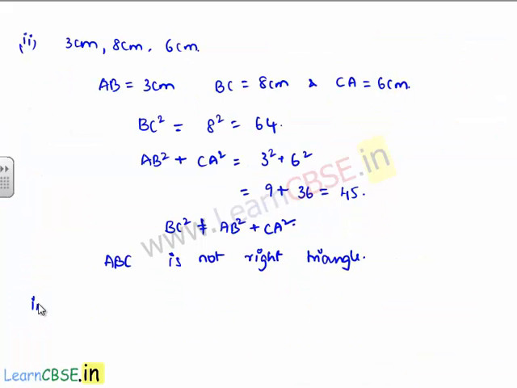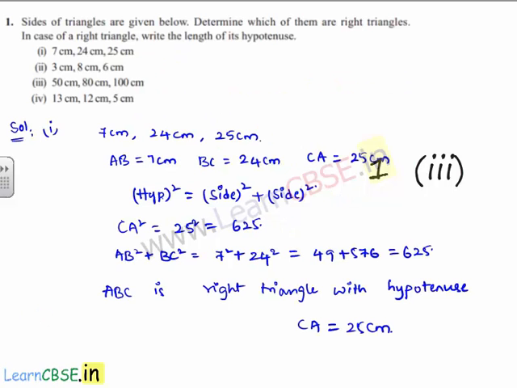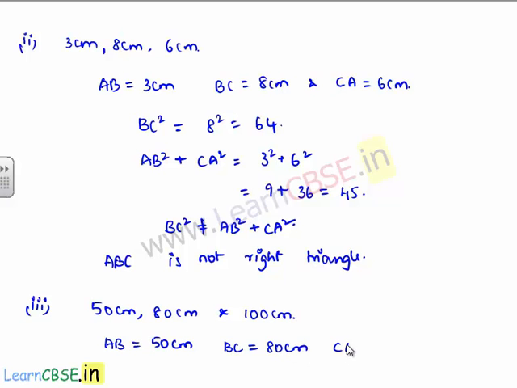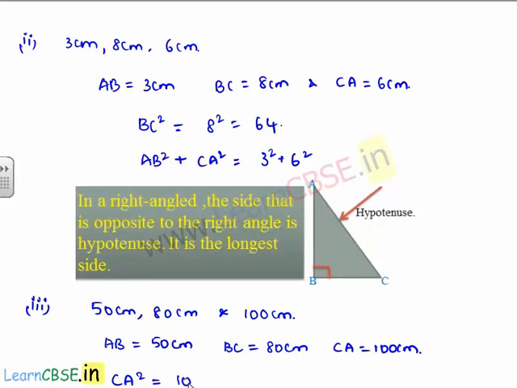Now moving on to the third bit. The given sides are 50 cm, 80 cm and 100 cm. Let us assume that these are the sides of triangle ABC with AB equal to 50 cm, BC equal to 80 cm and CA equal to 100 cm. Now let us take the largest side square, which is CA square, that is equal to 100 square, which is nothing but 10,000.